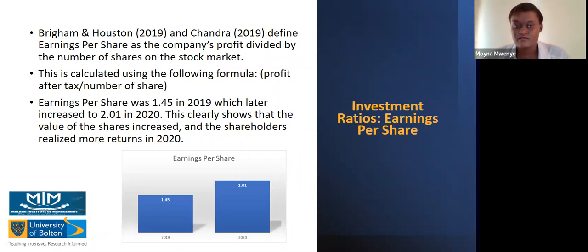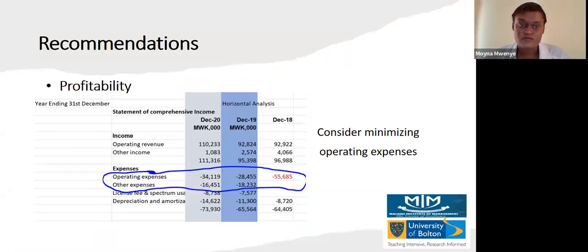And then it later increased to 2 kwacha 1 tambala in 2020. So it shows that the shares on the market are increasing, which is giving more returns to the shareholders and, of course, giving trust to investors. This can attract investors to come in. You may notice that we've used 2 years in this case because Airtel was listed on the stock exchange in 2020. So we only have analysis from 2020 going further. In 2019 and then going to 2020.